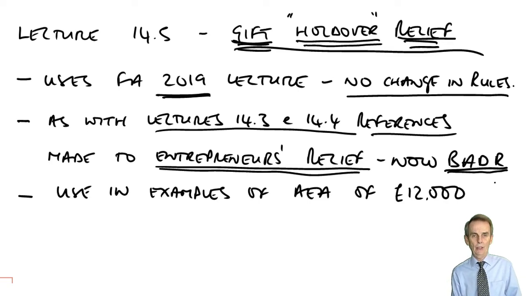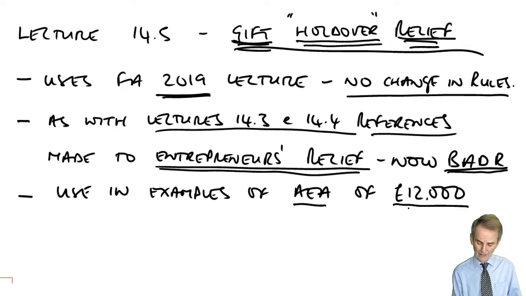And also in this lecture, we'll be moving on from gift relief, potentially then through business asset disposal relief, and then down to the calculation of a taxable gain. And that taxable gain, of course, is after deducting the AEA. Now, given that the lecture you're about to see is from Finance Act 2019, as with previous situations where we've dealt with this particular issue, I will be using back then in my Finance Act 2019 days, an AEA of 12,000.